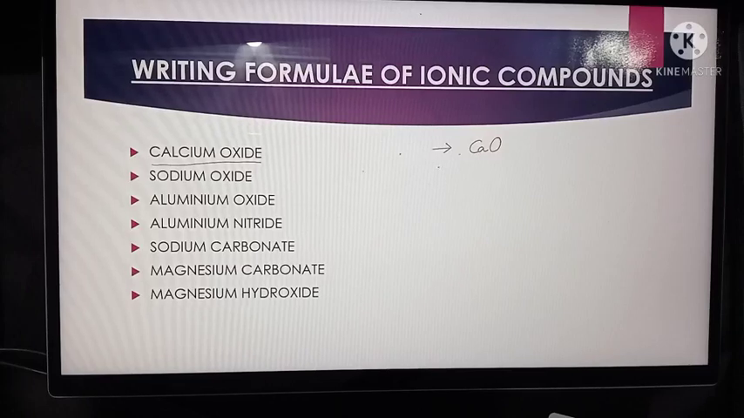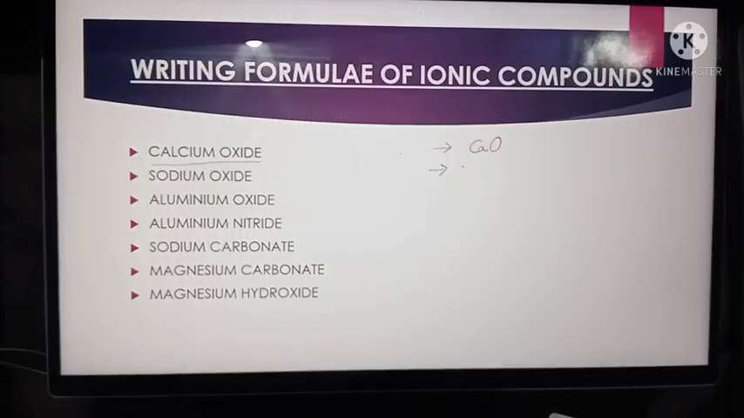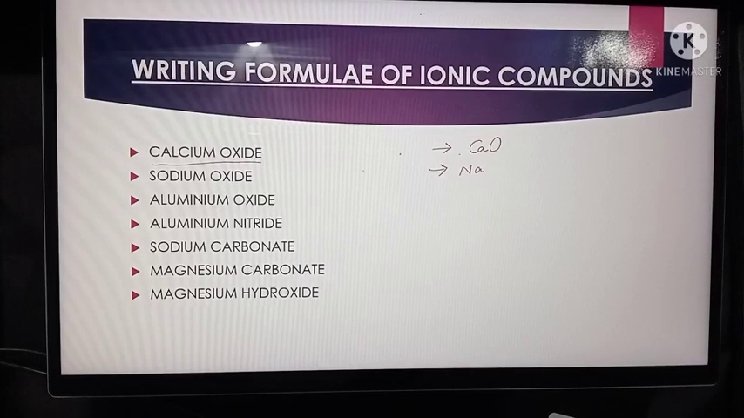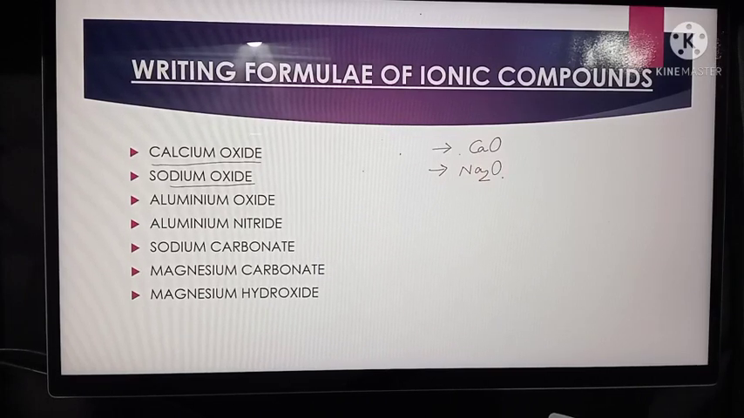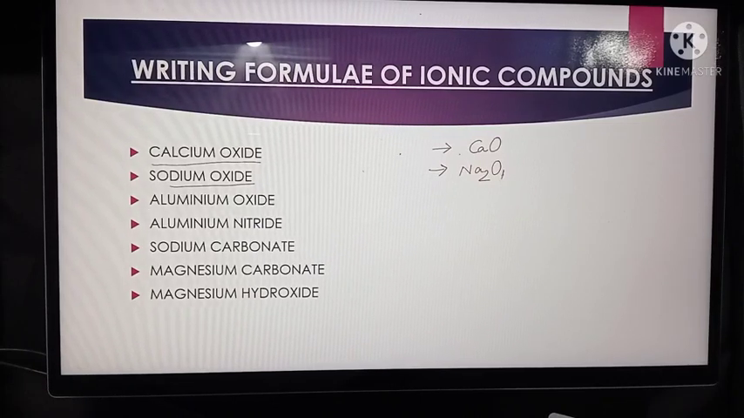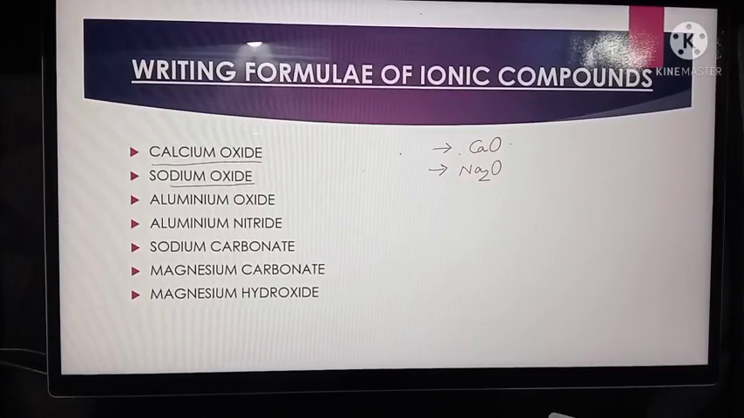Now the next one is sodium oxide. So sodium, what is that? Na is the symbol of sodium, and we have seen in the previous picture that Na is +1, and what about oxide? Oxide is -2. Okay, so that 2 from oxide will come to sodium, so it will become Na2, and oxide will get the 1, Na2O1, but there is no need of writing 1. So we will rub out this 1. So the formula has become Na2O. So calcium oxide is CaO and sodium oxide is Na2O.